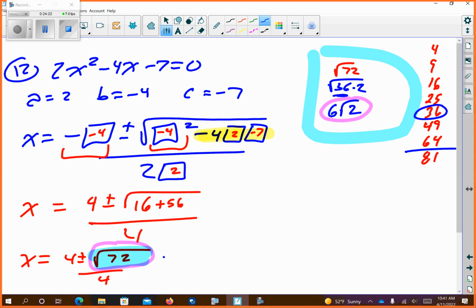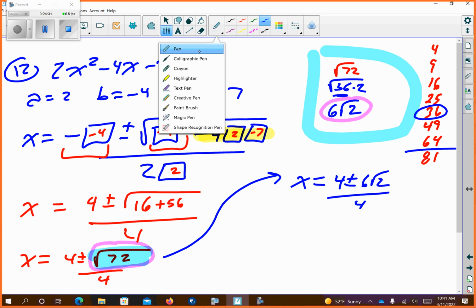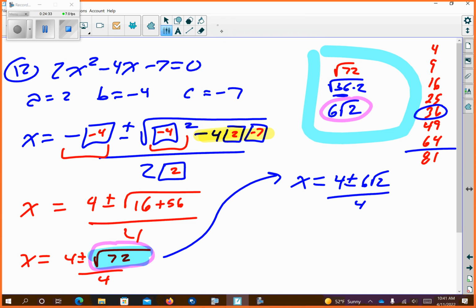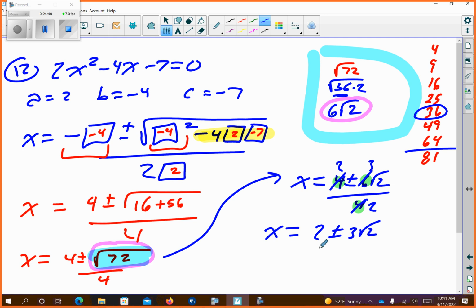Okay, so let's bring it up here. x equals 4 plus or minus 6 root 2, all over 4. All of the items outside, here, here, and here can be reduced by 2. 2 goes in there, 2 goes in there, 2 goes in there. So x equals 2 plus or minus 3 root 2, all over 2. And that is my answer.